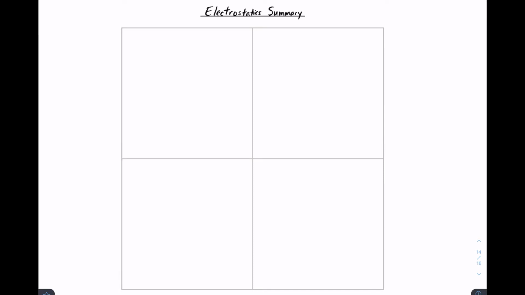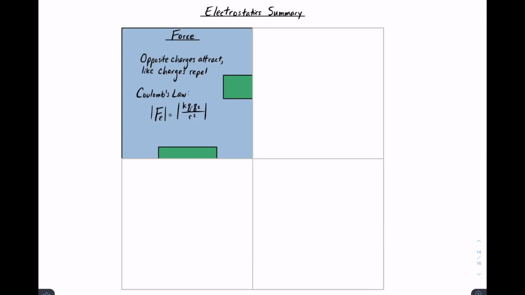In the study of electrostatics, we've looked at four main quantities: force, electric field, potential energy, and electric potential. Let's quickly review each of these. We started with forces, and this was the observation that opposite charges attract, like charges repel, because there is an electric force acting between them. And that force for point charges was given by Coulomb's law.